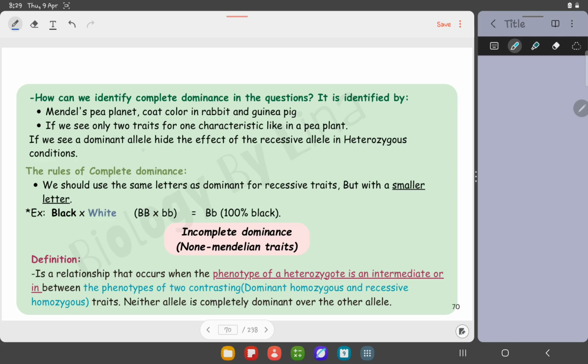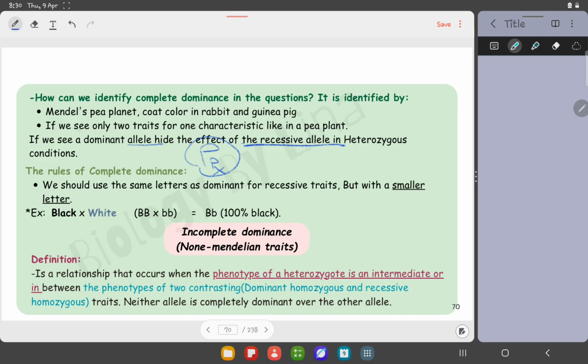If we see a dominant allele in the question, he said that the dominant allele hides the effect of the recessive allele. As we know, the dominant hides the effect of the recessive allele in the heterozygous condition. So this is also for what? For Mendelian genetics. We will apply the rules of Mendel.